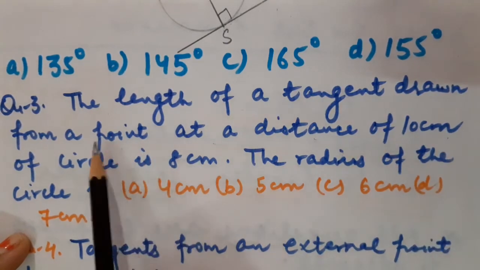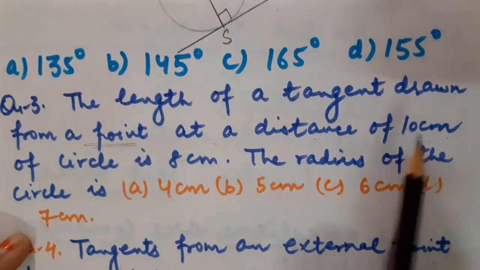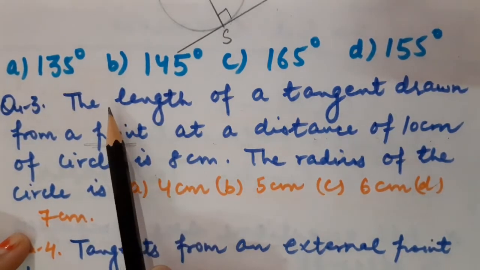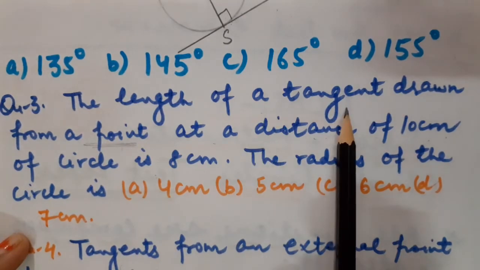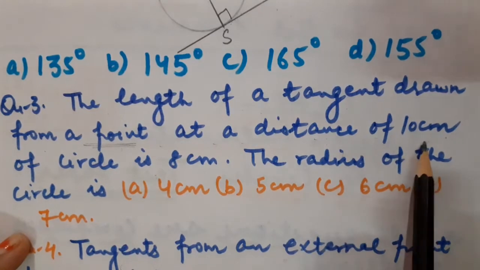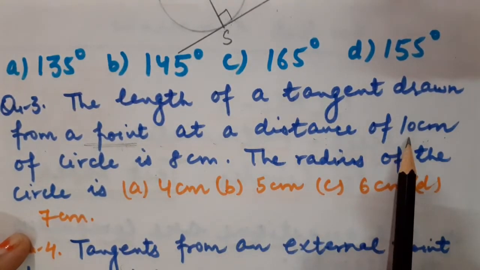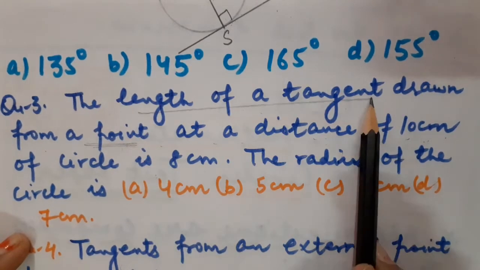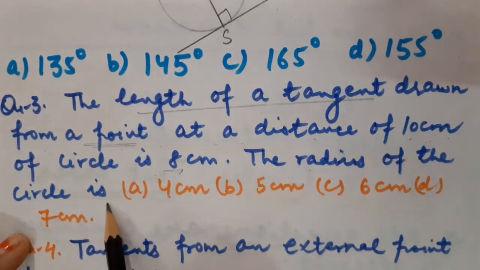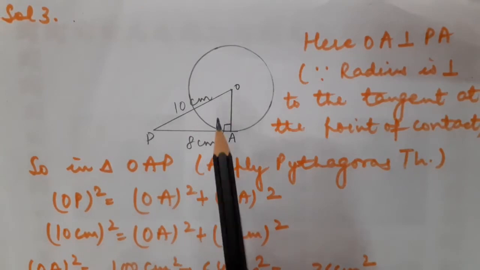It means that external point is at a distance of 10 centimeter from the center point of the circle. The length of the tangent drawn from a point at a distance of 10 centimeter from the center is 8 centimeter. We will have to calculate the radius of the circle. Correct, children? So children, here is question number 3 solution.